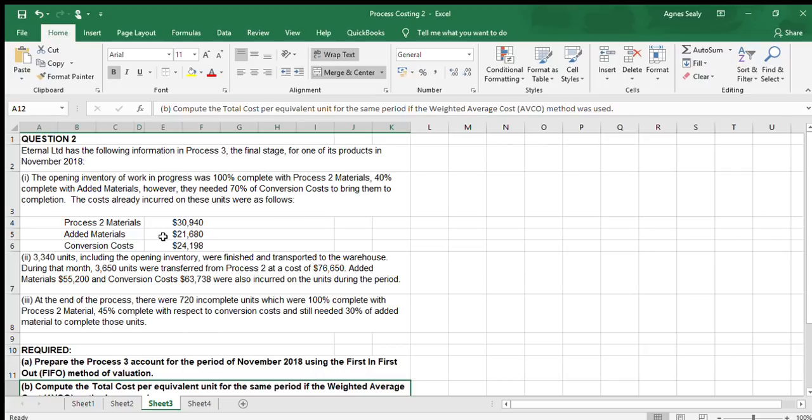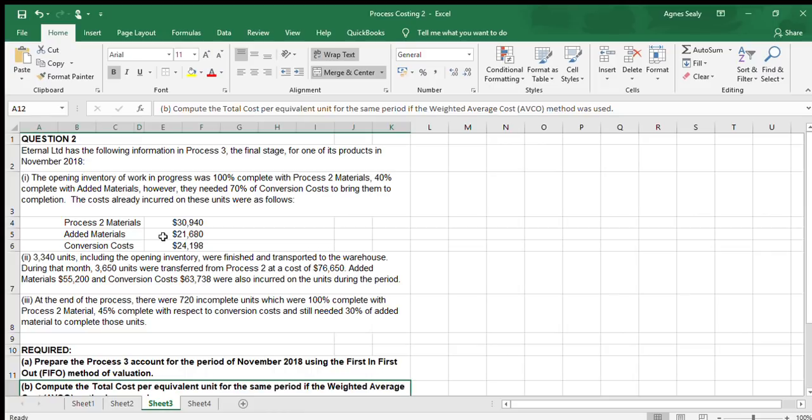Now, the concept of equivalent units is basically the number of units that would have been produced during the period if all of a department's efforts had resulted in completed units of the product. So basically what equivalent units are is the number of units that would have been produced during a period if all of the department's efforts had resulted in completed units of the product.